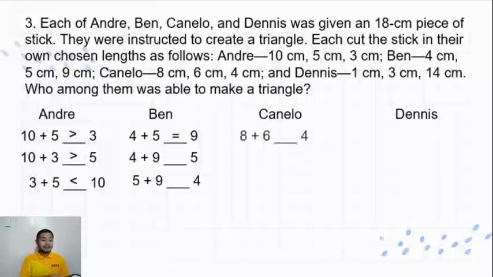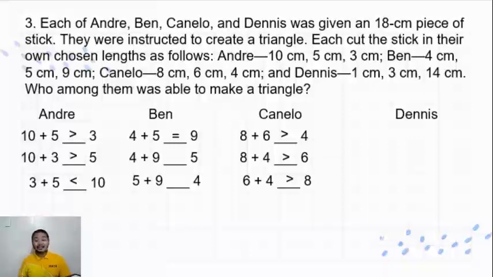Next, kay Canelo tayo. 8 plus 6, tapos yung 8 plus 4, saka yung 6 plus 4. 8 plus 6, is it greater than 4? Yes, greater than siya. How about yung 8 plus 4? Greater than ba siya sa 6? Tama ka ulit, greater than siya. How about yung last? Yung 6 plus 4, mas mataas ba siya kaysa sa 8? You are correct. Mas mataas nga siya. Greater than. So 6 plus 4 is greater than 8. Ibig sabihin dito, si Canelo, nakagawa siya ng triangle base dun sa measurement niya.